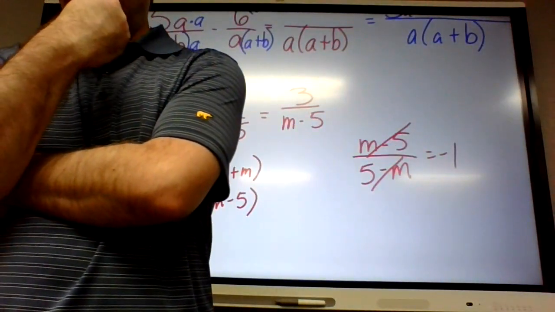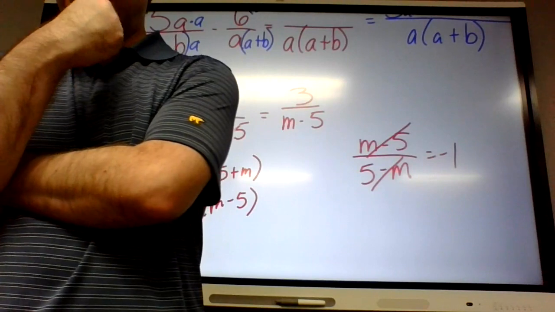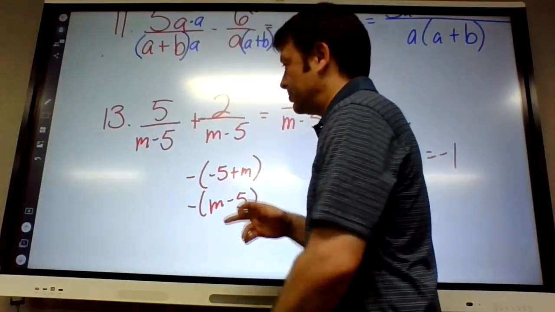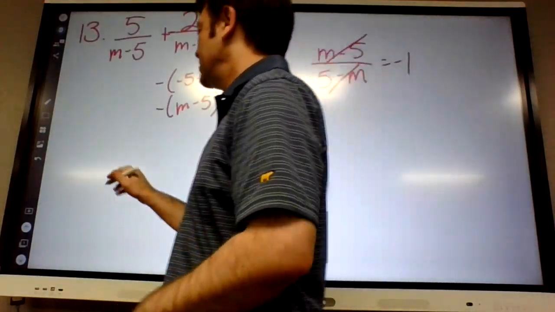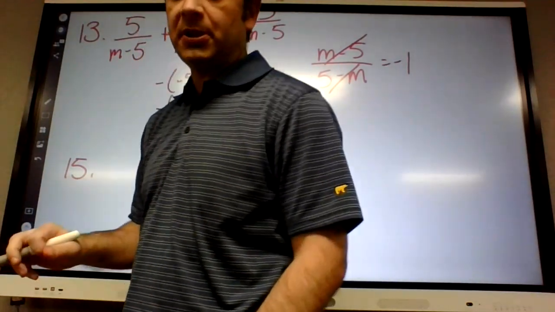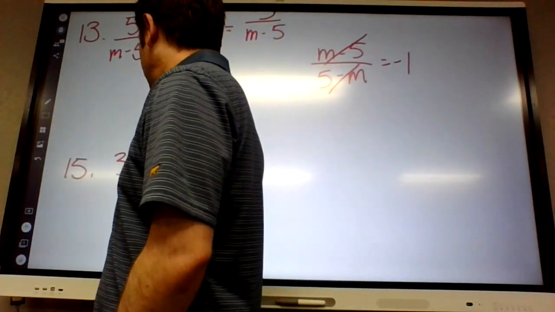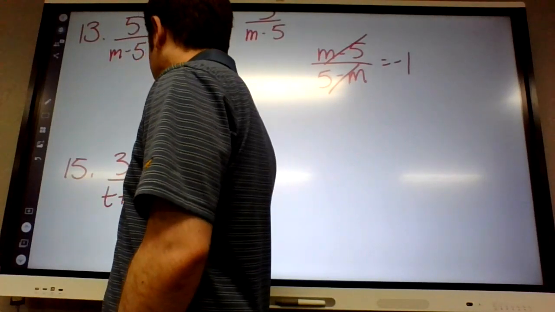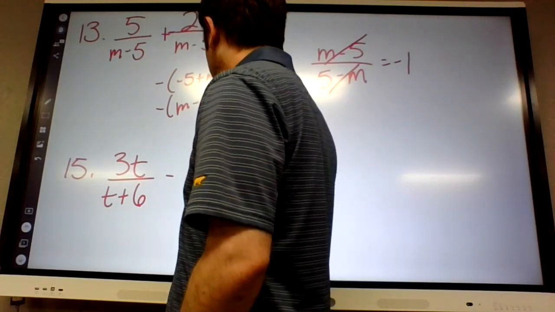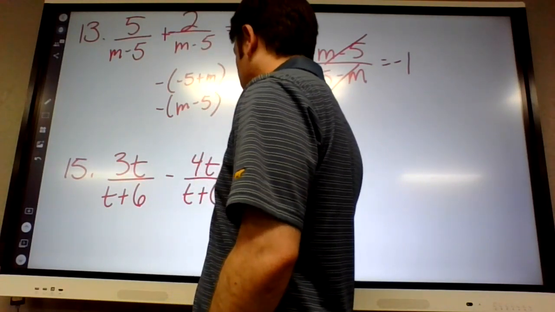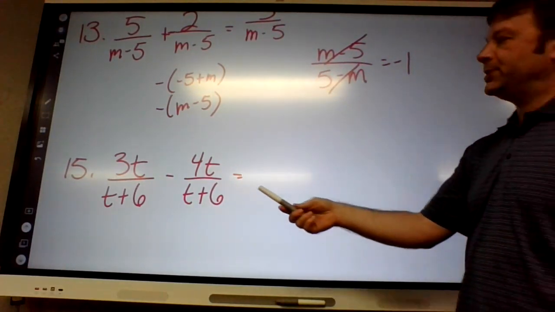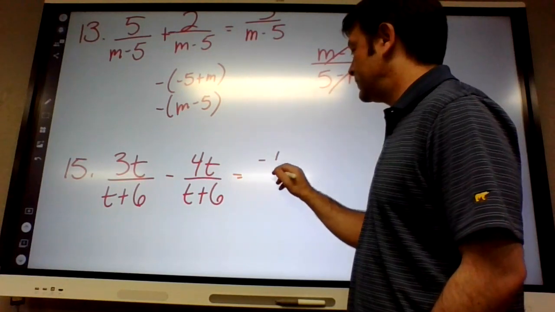Now on 15, t plus 6, 6 plus t, are those the same? Yes. Order of addition makes no difference whatsoever. So 15 is actually one of the easiest ones because they are common denominators. So it's just 3t over t plus 6 minus 4t over t plus 6. So 3t minus 4t is negative t.